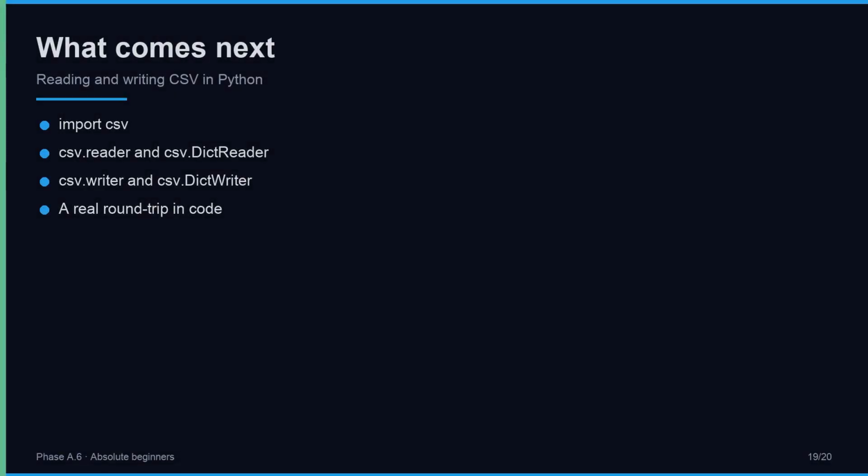Next lesson we move from understanding to doing. You will import Python's built-in CSV library. You will open a CSV file, read its rows, and turn each row into a dictionary, connecting straight back to the dictionaries you learned in Phase 0.5. Then you will write rows back out to a new CSV file. By the end of the next lesson, you will be able to read, process, and write CSV files in real Python code. Code comes next.